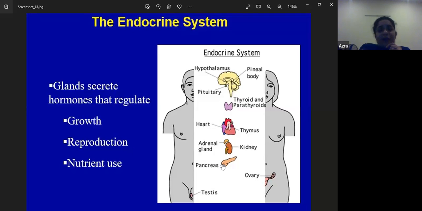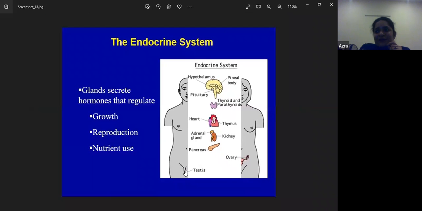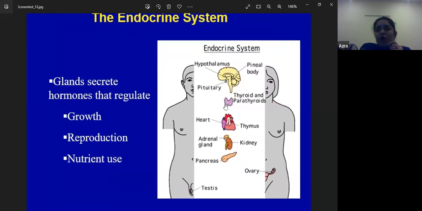Okay, the pancreatic gland, which secretes pancreatic hormone. This is the ovary and this is the testis. So these are the organs. The pituitary gland is present in the brain, and the thyroid and parathyroid glands are present here. This is the heart, and in the heart, the thymus gland is present. This is the endocrine system. These organs are involved in the endocrine system, and these hormones regulate growth, reproduction, and nutrient use.